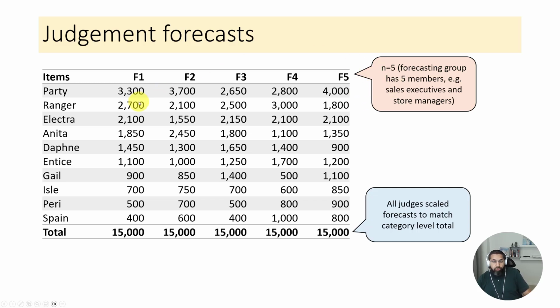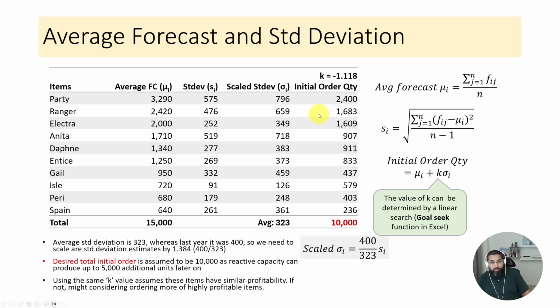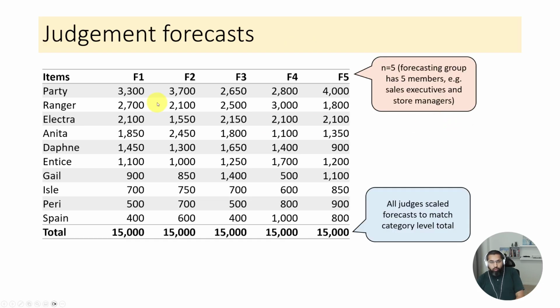But you can do one better. You can look at the differences between the people and use this to estimate the forecast error. Okay, how do we do that? So Fisher and Raman in their paper proposed this formula right here. It looks kind of complicated, but it's not that bad. I'm going to explain what you do. So Fij is the forecast for SKU i by forecaster j. So F11 is 3,300, because item 1 is the parka and forecaster 1 is F1.